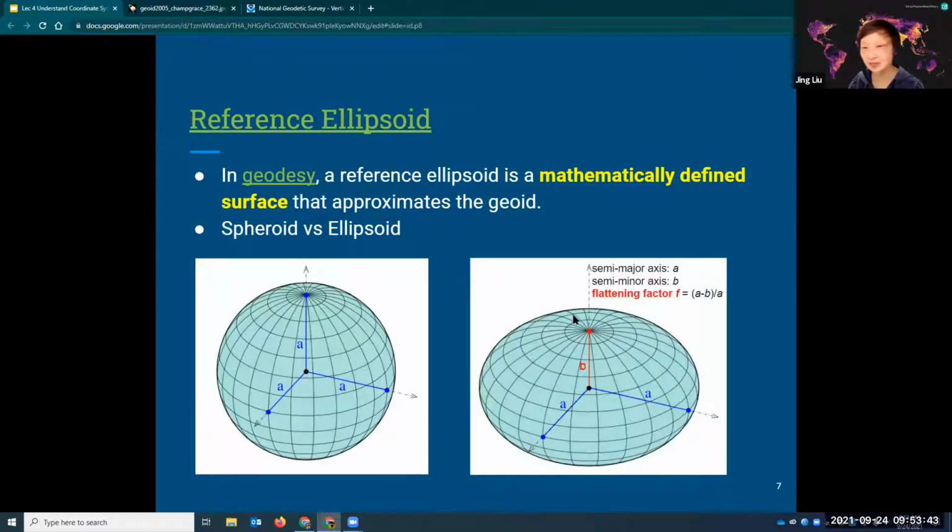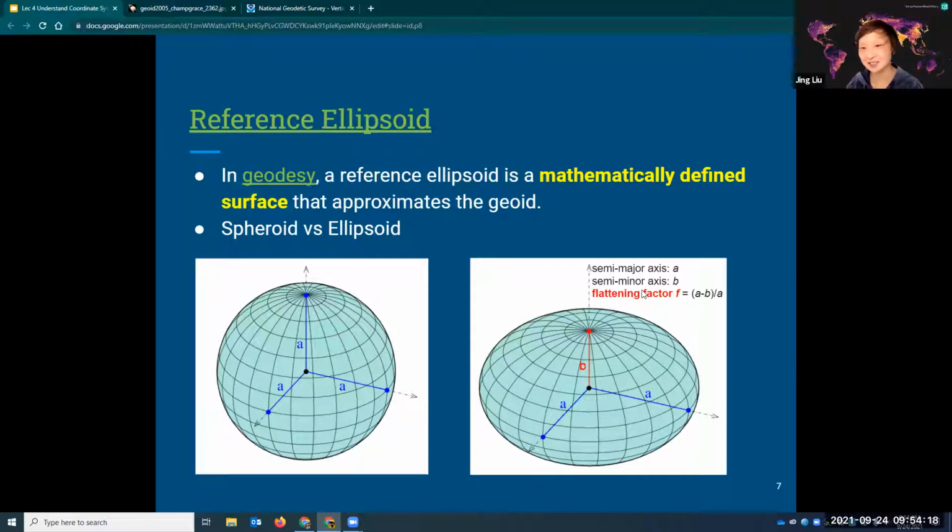You can use something closer to an ugly potato, where the two poles get a little bit compressed. You can use this oval shape, or actually it should be called an ellipsoid. Or you have another option, which is just to use a ball. Mathematically, it's easier to calculate, but it's a little bit less accurate compared to the ellipsoid.